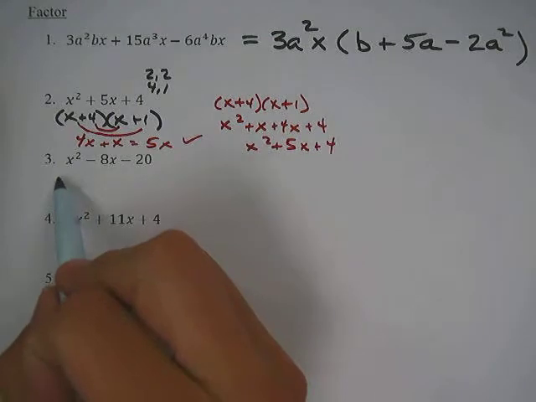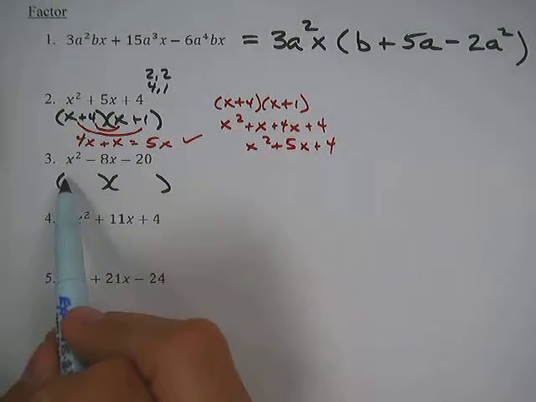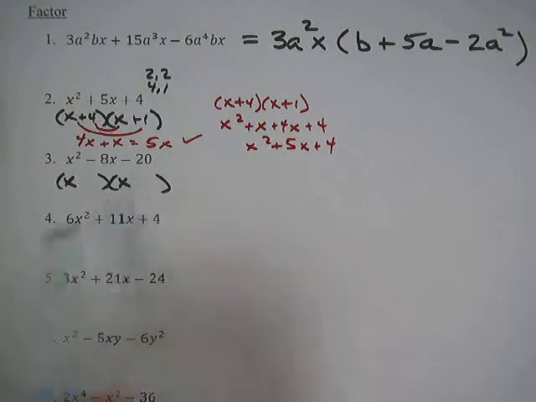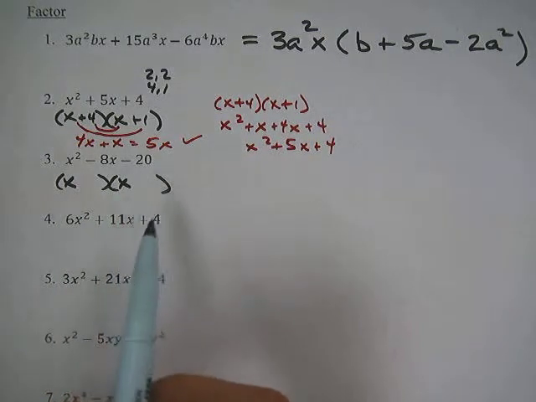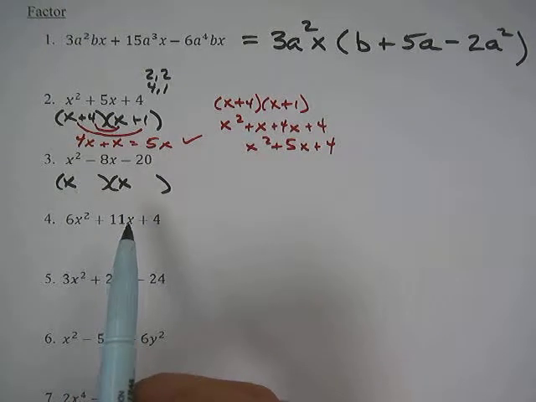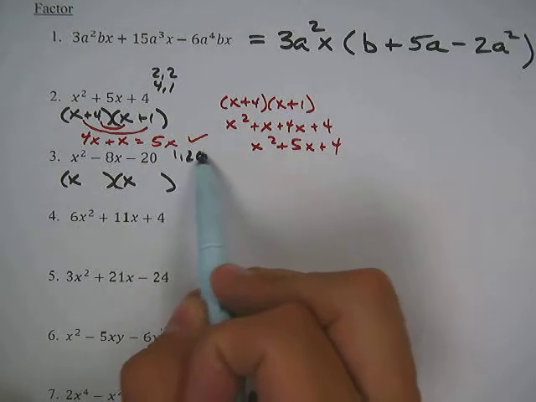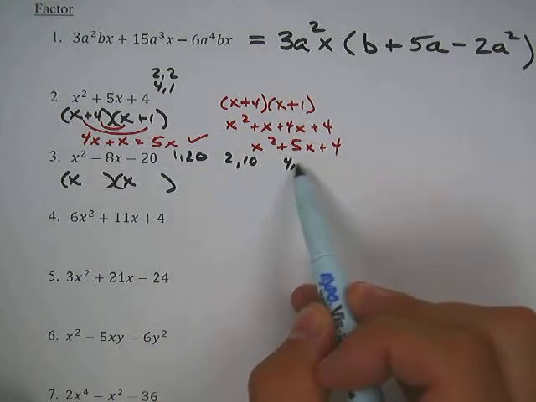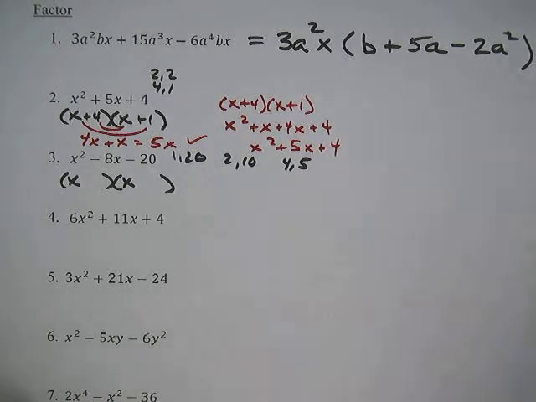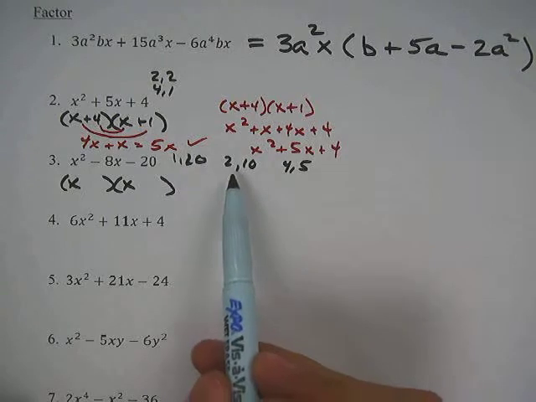So let's try another one. What about this next one? x squared minus 8x minus 20. Well, again, I'm going to start out with my parentheses. Factors of x squared, again, are x and x. Now, factors of 20 we're going to use, well, you have choices. You have 1 and 20, you have 2 and 10, you have 4 and 5.